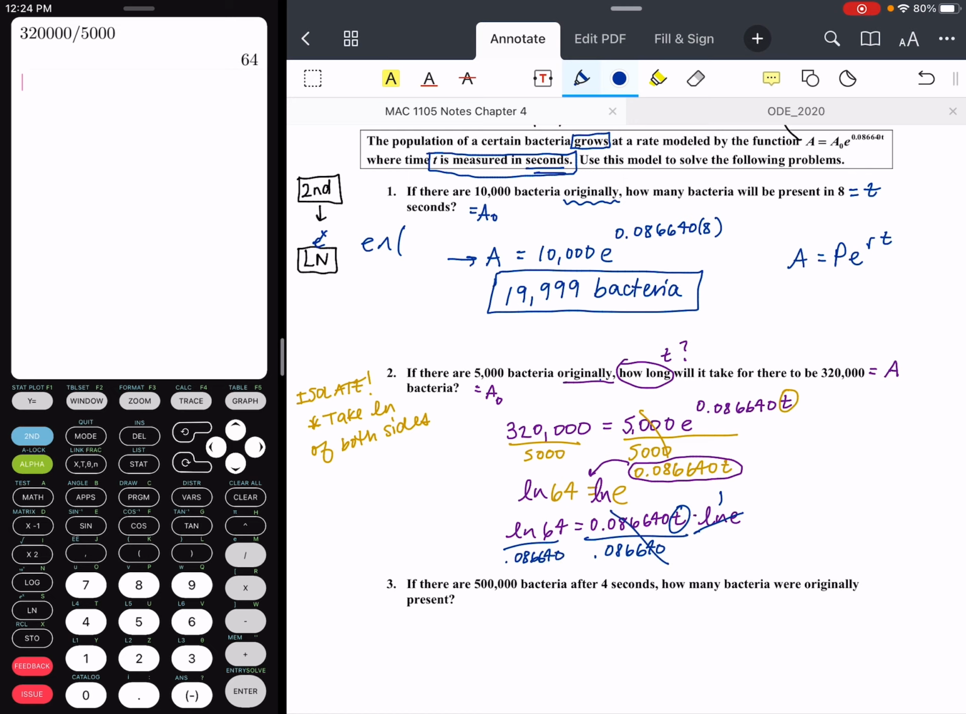All right, so we're ready to type this into our calculator. The natural log of 64, use the right arrow to get out of those parentheses, divided by 0.086640. I'm rounding to the nearest whole number, approximately 48 seconds.